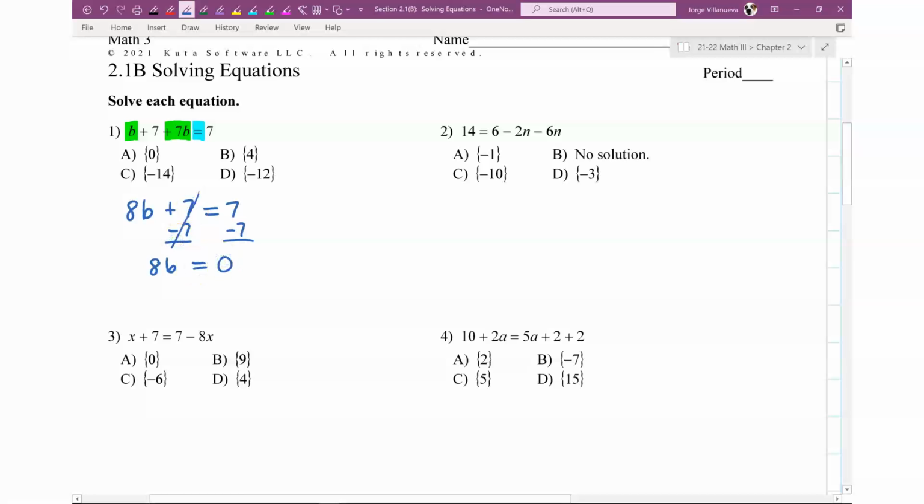So what's my last step in order to get b by itself? Divide, right? I want to divide by it. So let's divide both sides by 8. That will cancel. We get b has to equal 0. So your answer would be A for this one. Okay, your answer would be A.